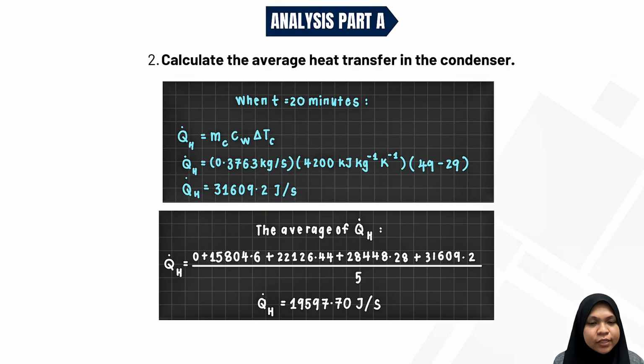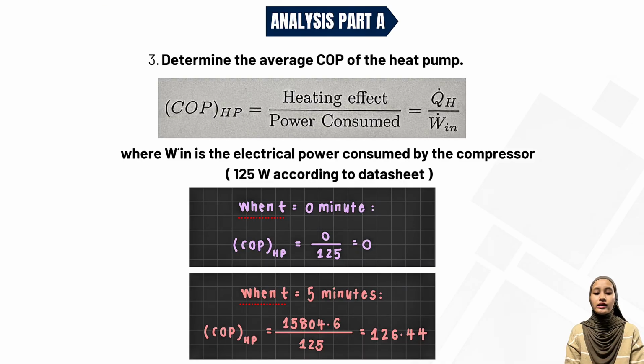Then we calculate the average of QH. We get QH equal to 19,597.7 joule per second. Analysis Part A, determine the average COP of the heat pump.